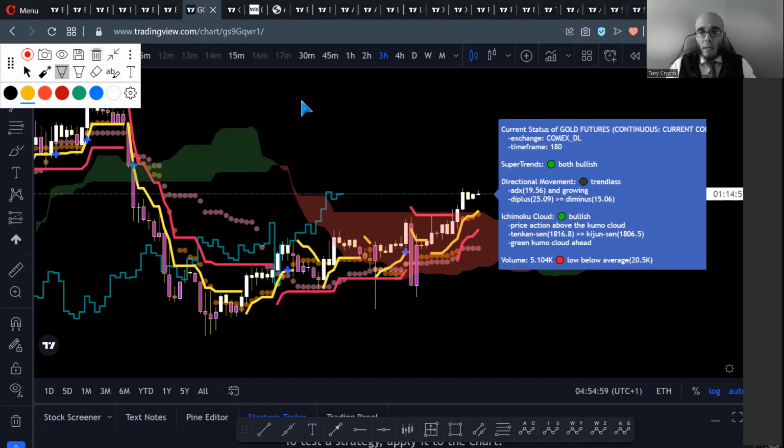So that's for Ichimoku. So Ichimoku gives you the green light. Now let's see if Elliott wave confirms it or invalidates that outlook.